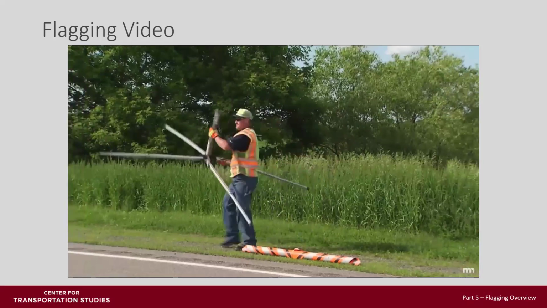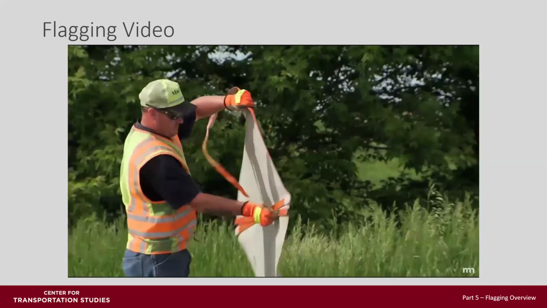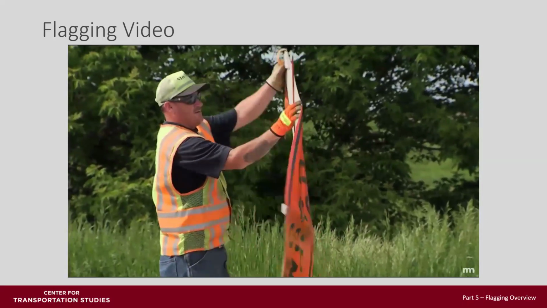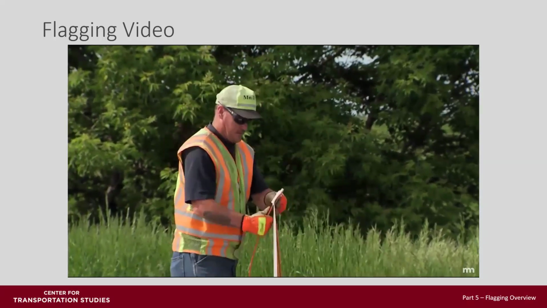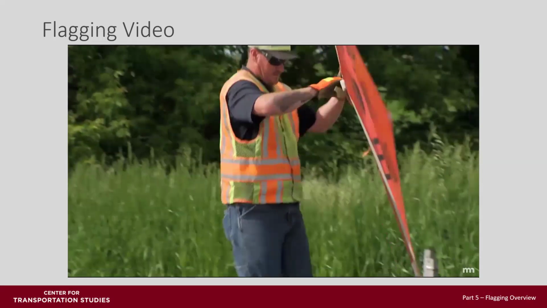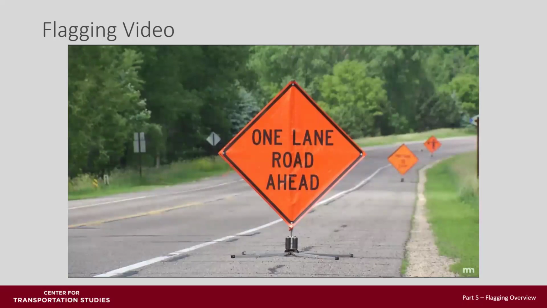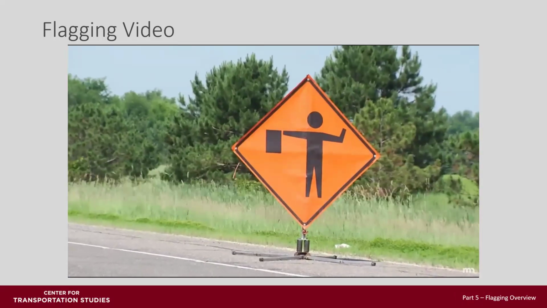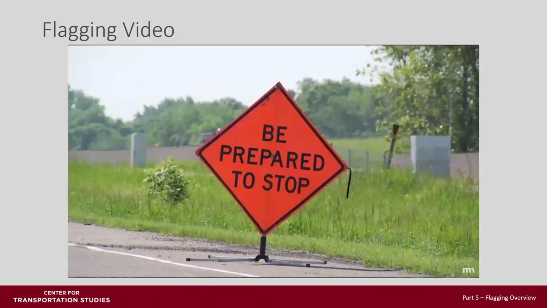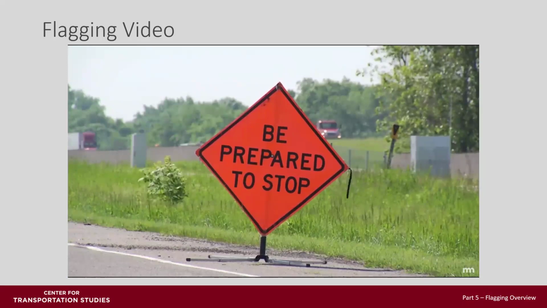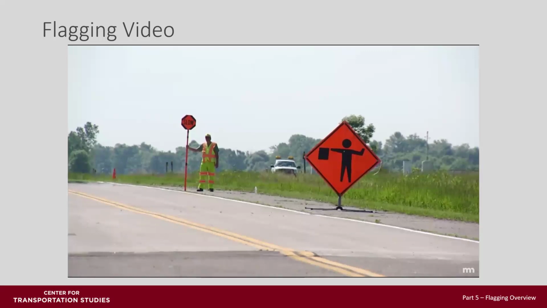Before beginning any flagging operation, advanced warning signs must be in place. During emergency flagging operations, flagging may begin before warning signs are in place, but warning signs should be put in place once they become available. For most flagging operations, warning signs will include a road work ahead sign, a 1-lane road ahead sign, and a flagger symbol sign. In some cases, other advanced warning signs, such as a be prepared to stop sign, may be used. With advanced warning signs in place and with proper equipment, the flagger may now begin controlling traffic.